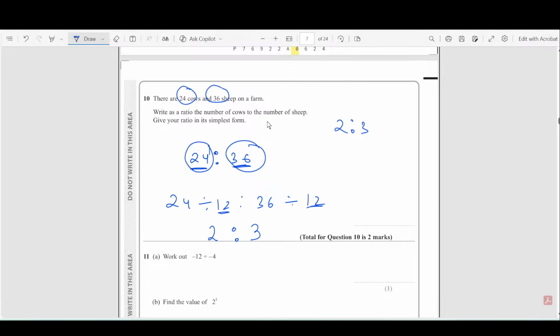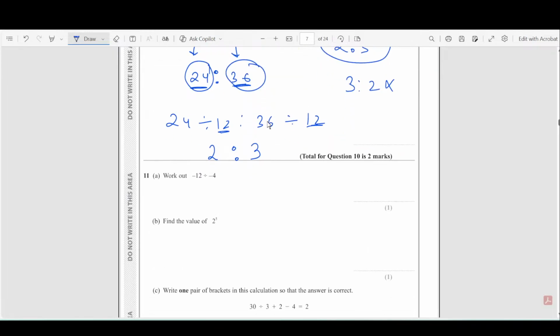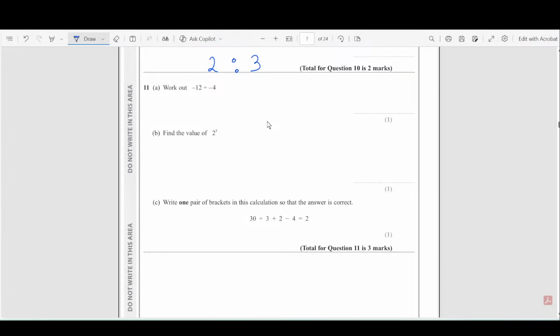So always remember, if you write it opposite way 3 to 2, then answer would be wrong. So when we are learning ratio, order matters. Because cows is written first, that's why I wrote that first, and then sheep. If I write 3 to 2, that would be wrong. So make sure you put it in correct order.